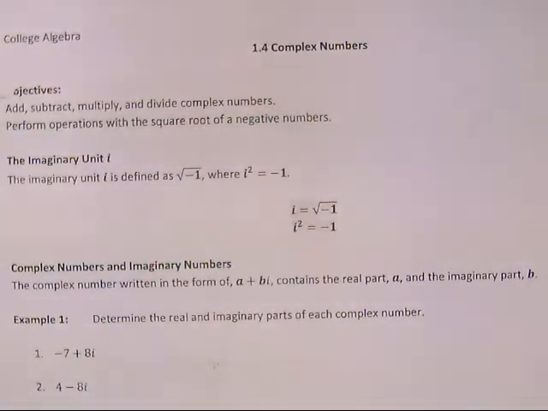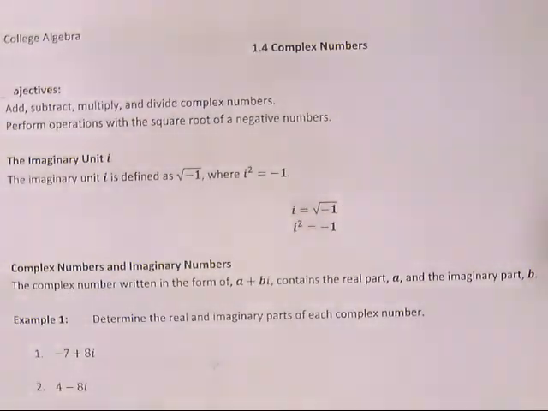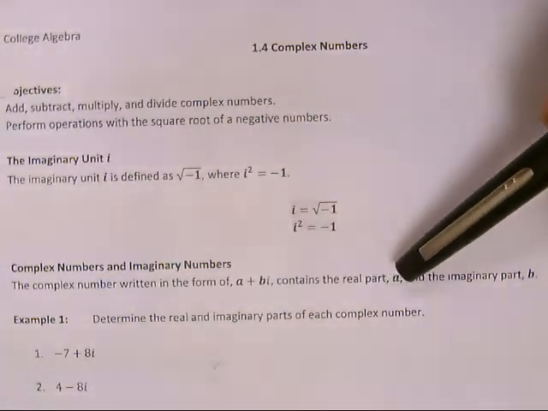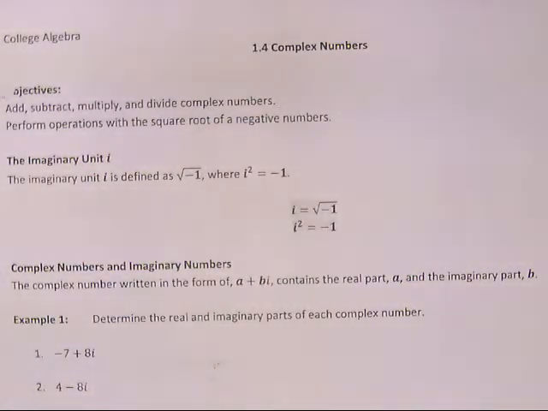Okay, now the imaginary unit is used in this concept of what we call complex numbers. And these are a special type of numbers here. They're written in the form of a plus bi. And it contains the real part, which is your a. The b, which is the coefficient of i, is your imaginary part.